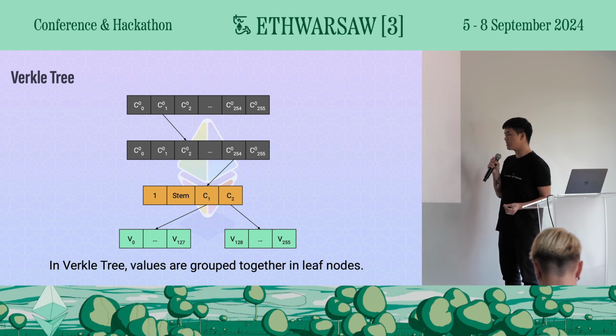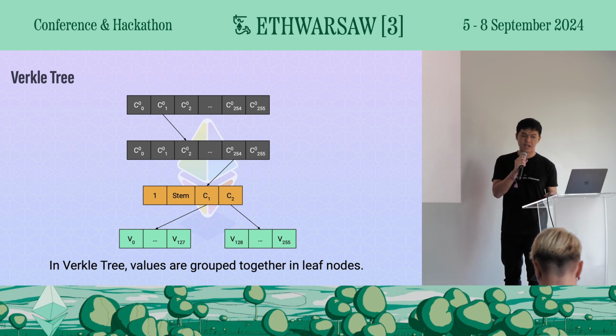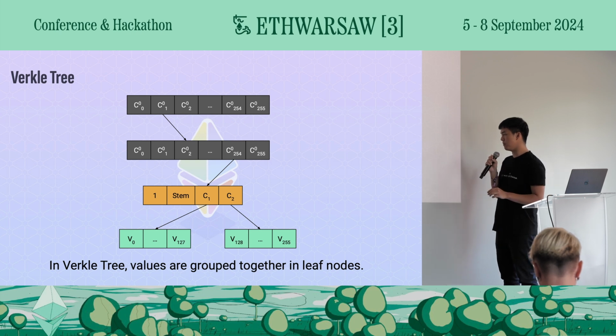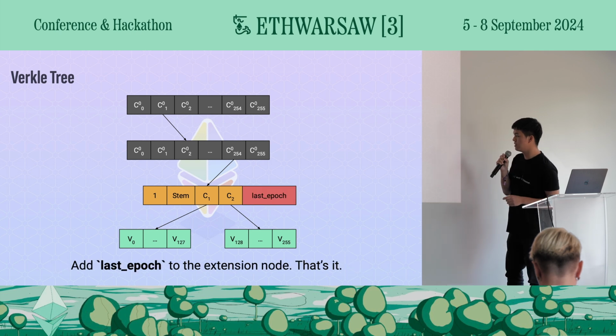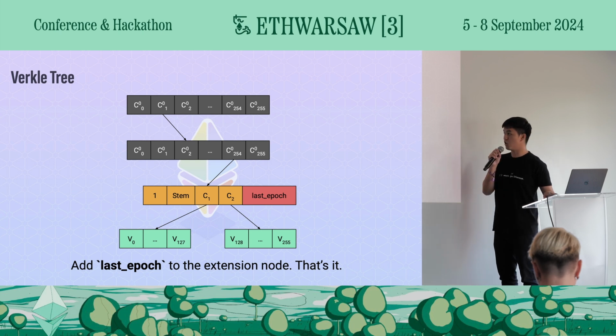So how can we utilize this grouping property to implement state expiry? And the answer is fairly straightforward, right? The only thing that we change in terms of the Verkle tree structure in this proposal is basically to add something called last epoch to the extension node. And that's literally it. That's literally the only change that we make to the Verkle tree structure. And this last epoch is going to be the metadata to determine if a state is expired or not. And we'll see how the state expiry logic works in the next slide.